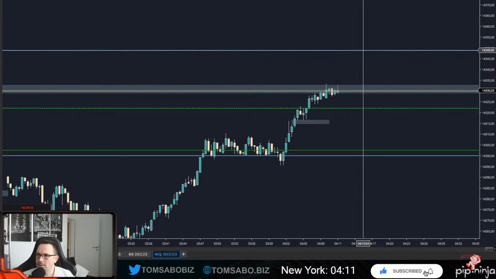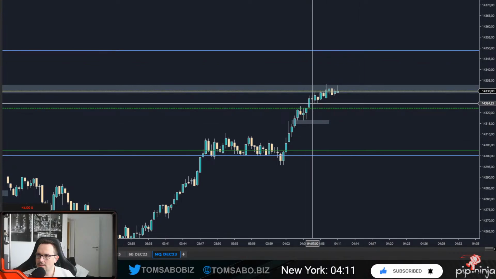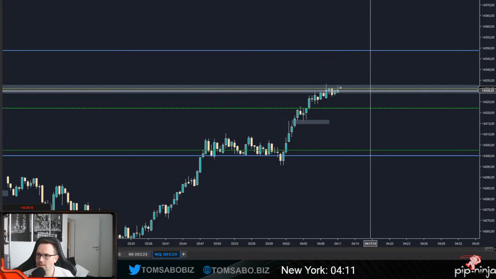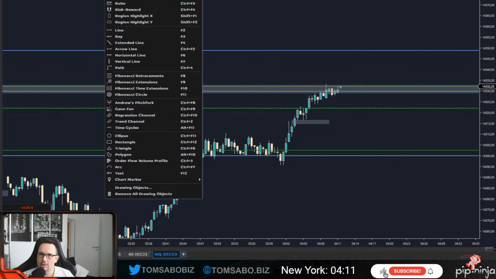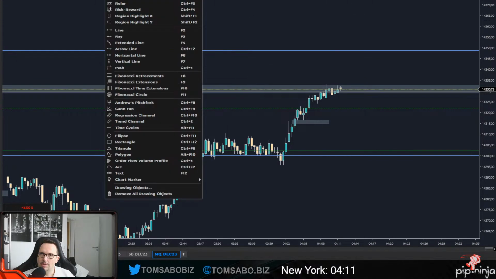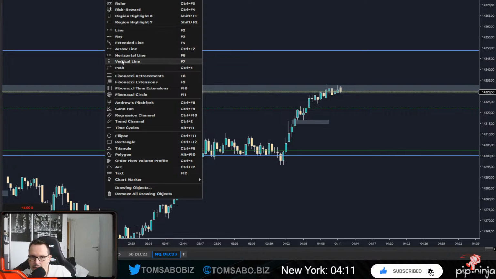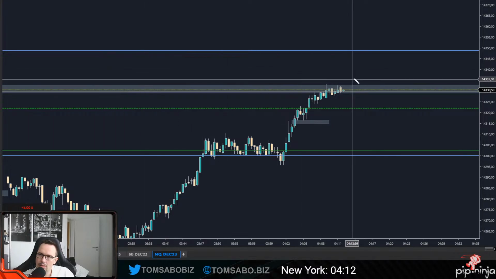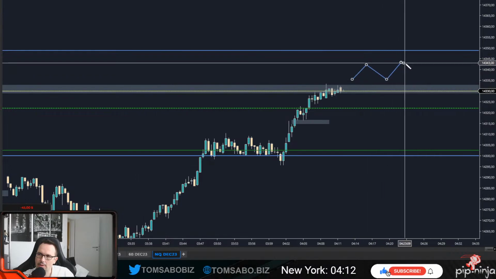Next level for liquidity on NQ is 49. Now this is typically like it wants to go up. Can I do some drawing? Can't. NinjaTrader is not the best in drawing tools, I must say. Path, vertical line, horizontal extended. Oh yeah, that's it. That's what I was looking for.